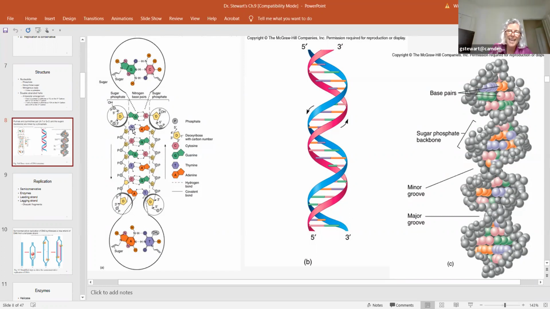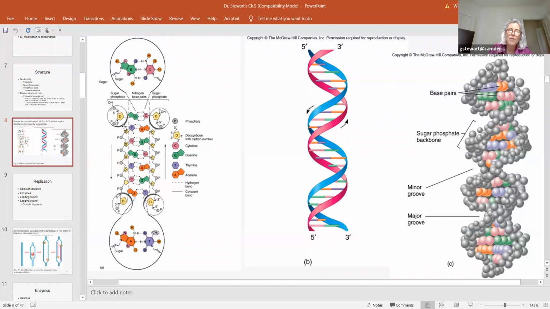So we have T, thymine, which is a pyrimidine pairing with adenine, right? So A pairs with T and G with C. Notice the pairing between them is by hydrogen bonds.